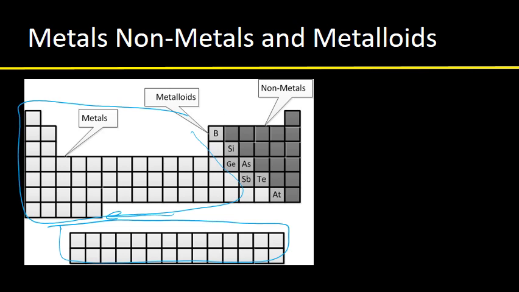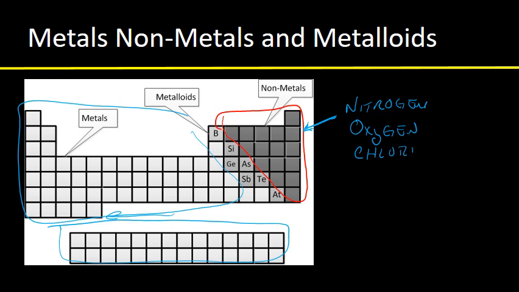On the far right-hand side, these are all the nonmetals, right? And nonmetals include things that you would recognize as nonmetals, like nitrogen, you know that's a nonmetal, that's a gas, and oxygen, and chlorine and sulfur. You know, sulfur is kind of a yellow powdery substance. Right?